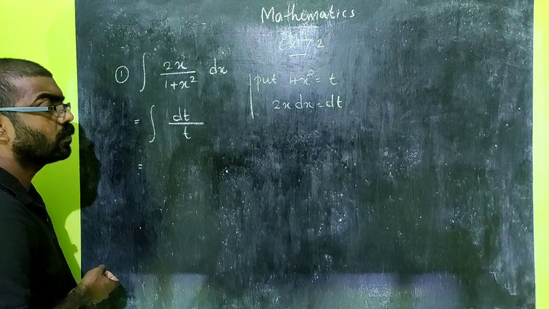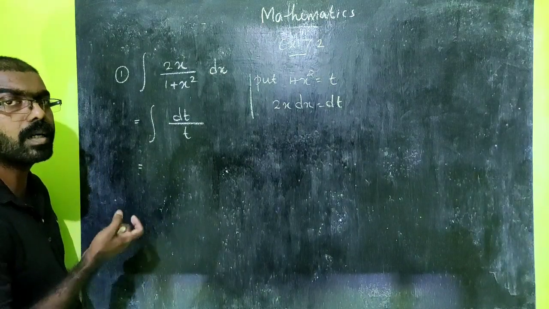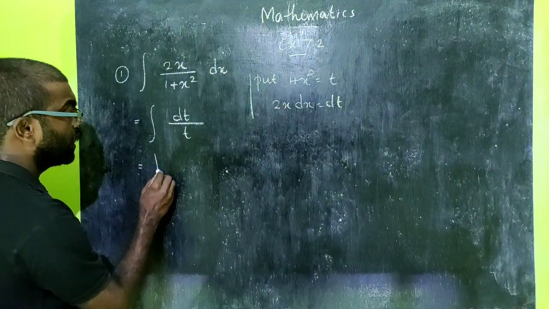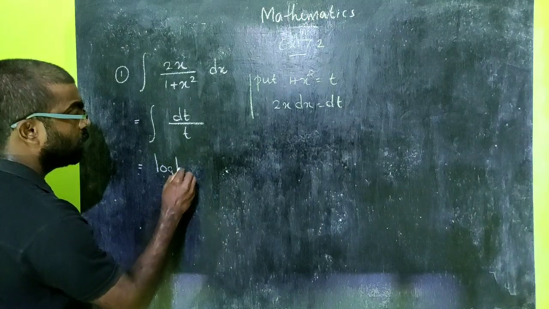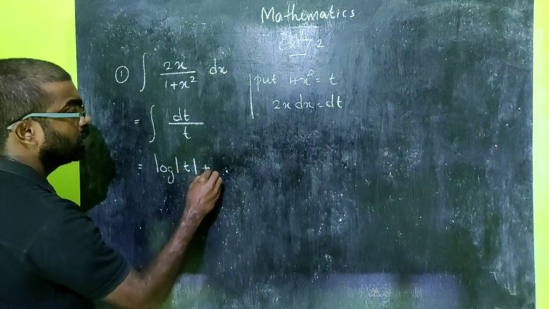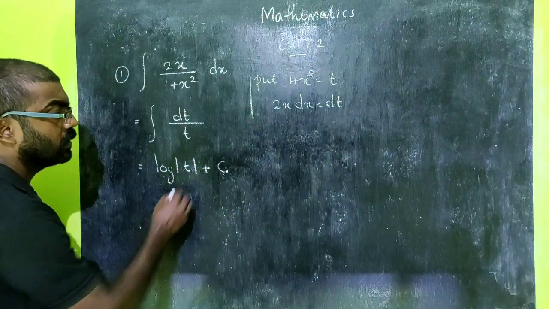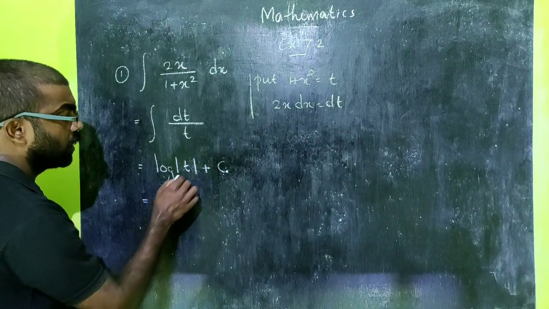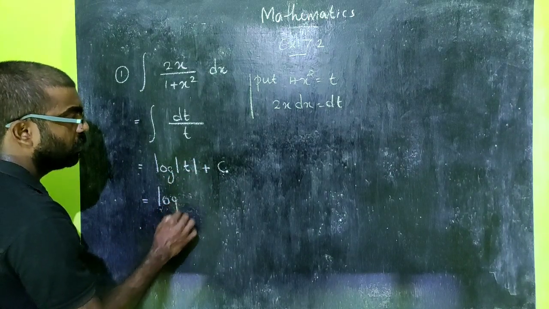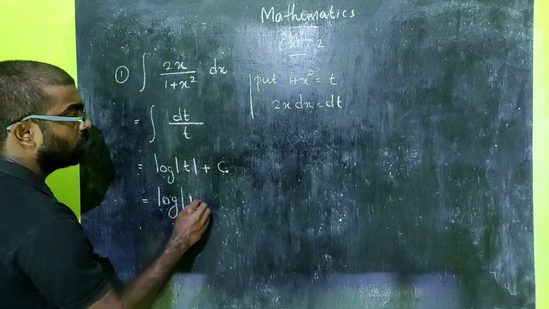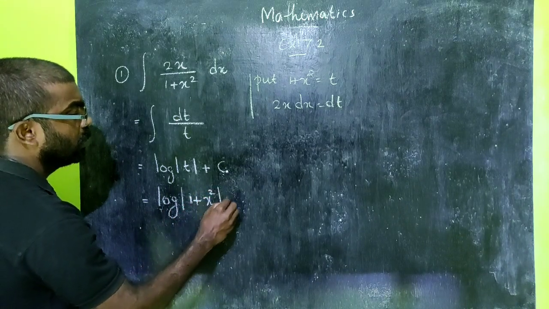What is integral 1 by x dx? It's nothing but log mod x. So here we can write log mod t plus c, integrating constant c. Now we can replace the value of t: log mod 1 plus x square plus c.